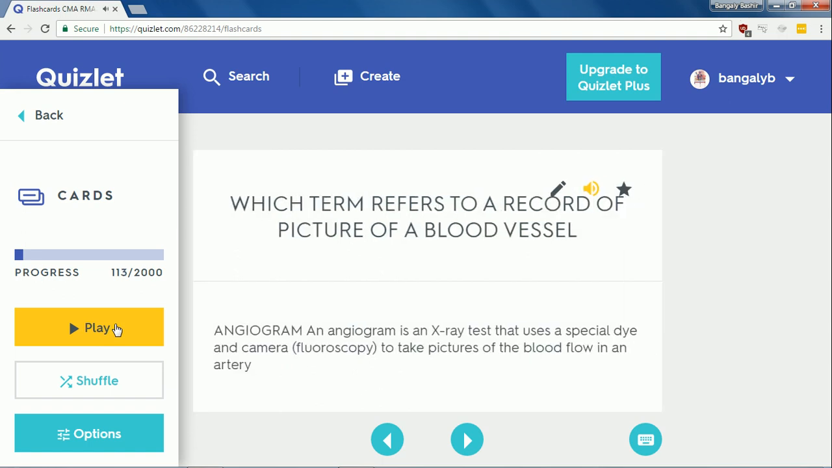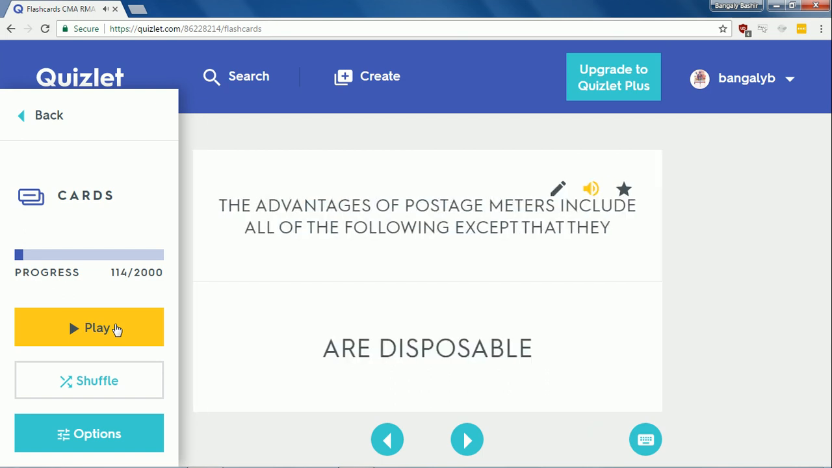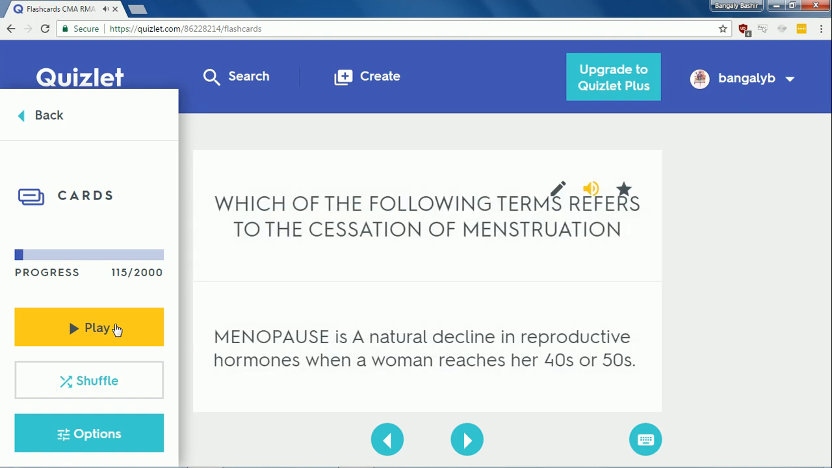Which term refers to record of picture of a blood vessel? Angiogram. An angiogram is an X-ray test that uses a special dye and camera to take pictures of the blood flow in an artery. The advantages of postage meters include all of the following except that they are disposable. Which of the following terms refers to the cessation of menstruation? Menopause is a natural decline in reproductive hormones when a woman reaches her 40s or 50s.